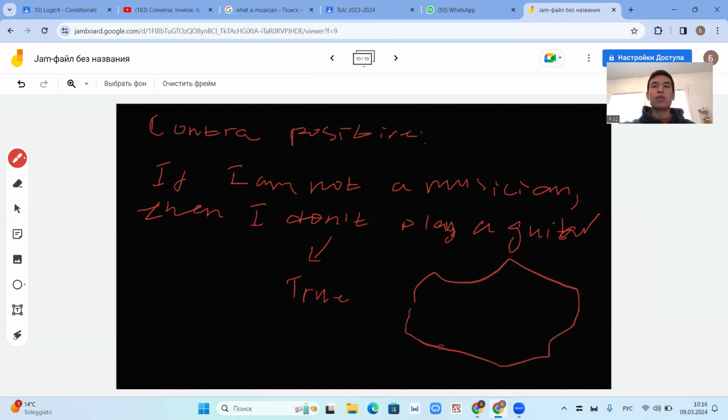Let me write like this. This whole set is all musical instrument, and inside there is guitar, there is violin, there is piano, and so on. So if I'm not in this set, it implies that I don't play a guitar. So yeah, this is true. Not being musician implies that you don't play guitar. Здесь все понятно, ребят?